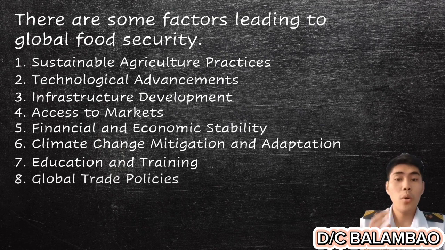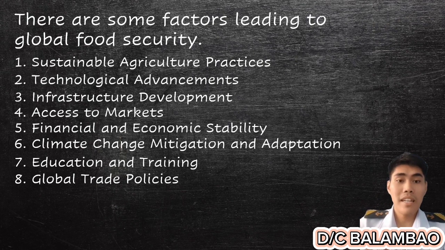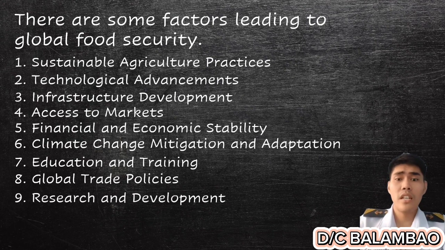So global trade policies also matter. Fair and inclusive international trade policies contribute to food security by providing access to a diverse range of food products, reducing the vulnerability of individual regions to local shortages. So the next one is research and development. Investment in agricultural research and development leads to the discovery of new technologies, crop varieties, and farming practices that can improve yields and resource efficiency.